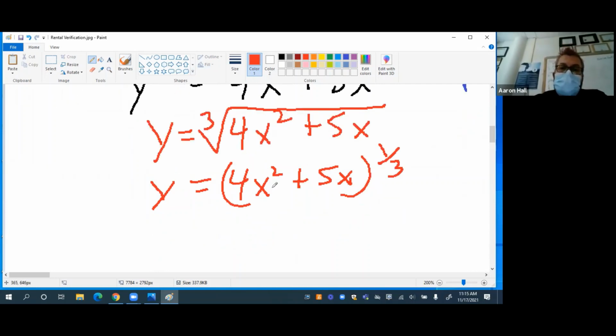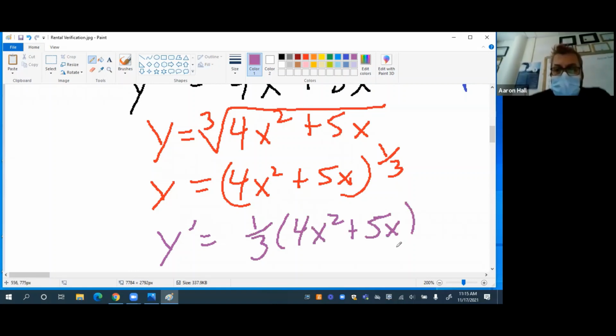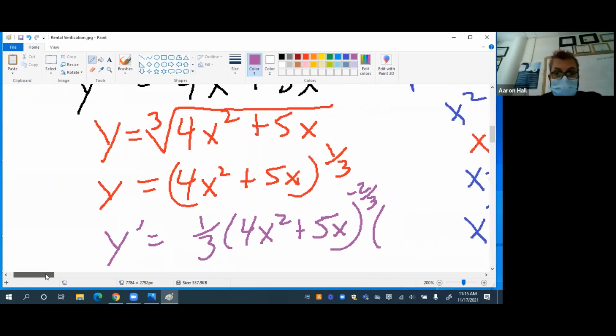So when we take the derivative of this, that's going to give us 1/3 times 4x squared plus 5x to the power of -2/3, because we have to subtract 1. So that gives us negative 2/3 times the derivative of the inside function, which is 8x plus 5. And we're done.